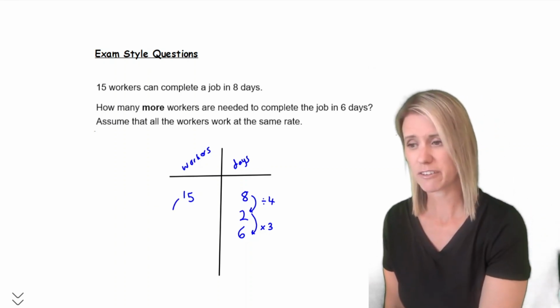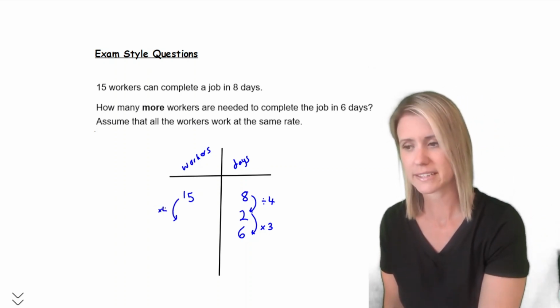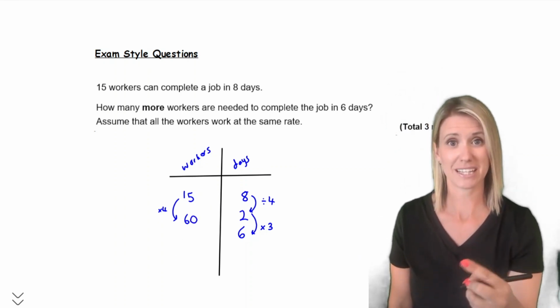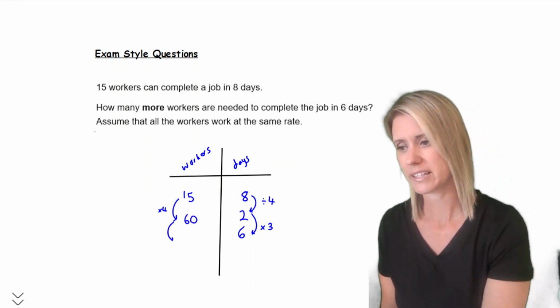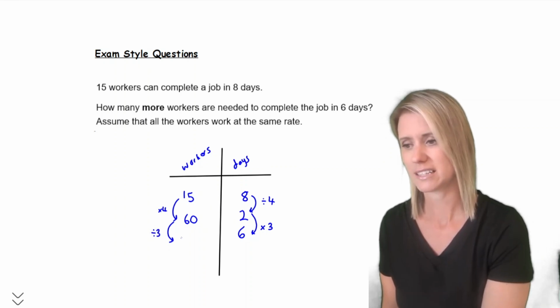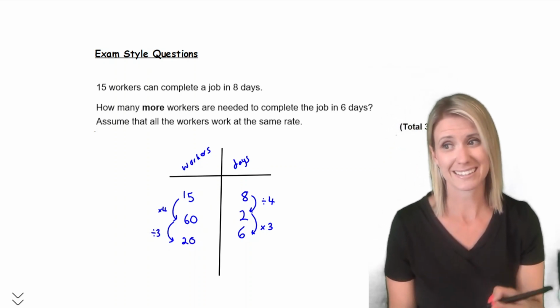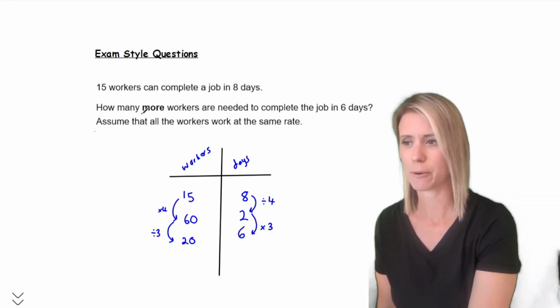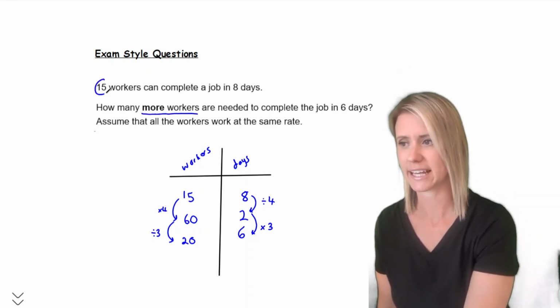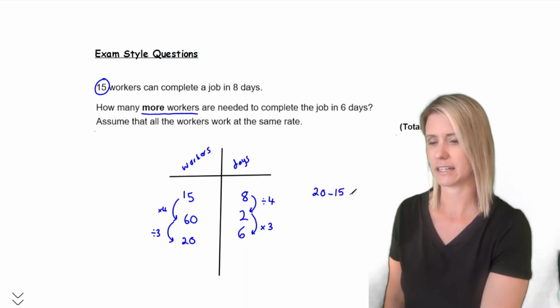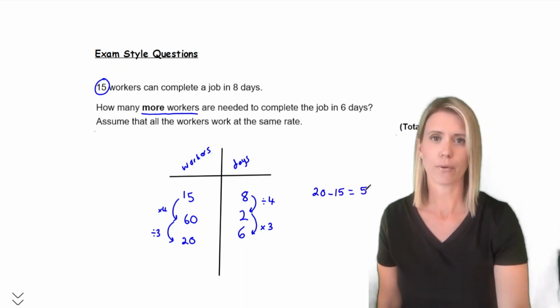We're going to be doing 15 times by 4 because it's inverse, which is 60. So if we had 60 workers, it would take 2 days, but then we're going to be dividing that by 3 to give us 20. So 20 workers would complete the job in 6 days. The question is how many more workers are needed. They had 15, they now have 20. 20 take away that 15 means you would need 5 more workers.